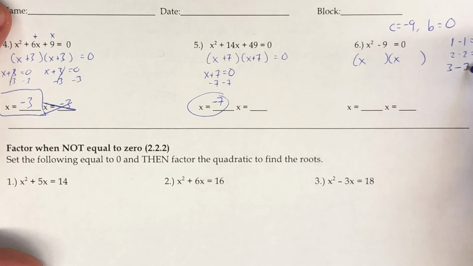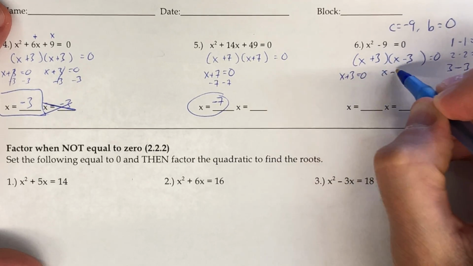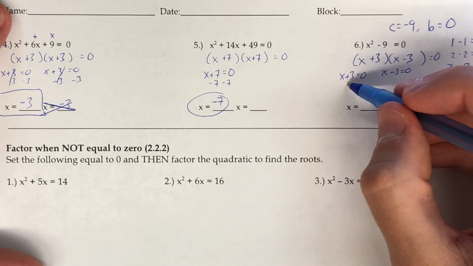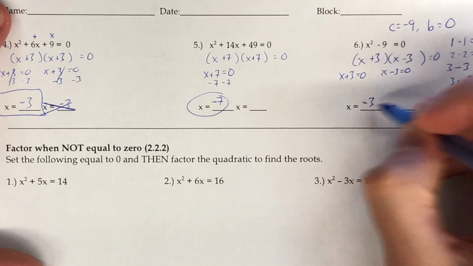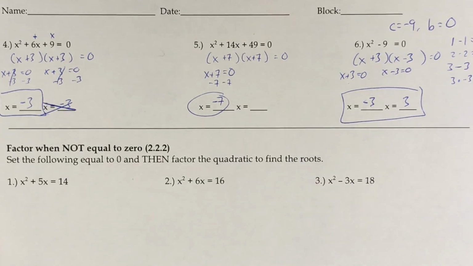Well, we know 3 times negative 3 is negative 9. So our values would be x plus 3, x minus 3. These are different. X plus 3 and x minus 3 are different factors. One's positive, one's negative. So in this case, we do want to set each equal to 0 and solve for x. So subtract 3 from both sides, we get x equals negative 3. Add 3 to both sides, we get x equals positive 3.